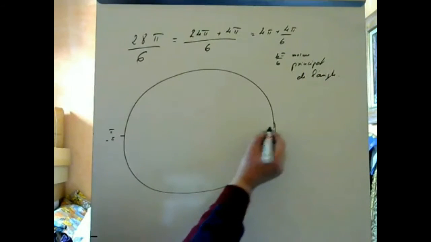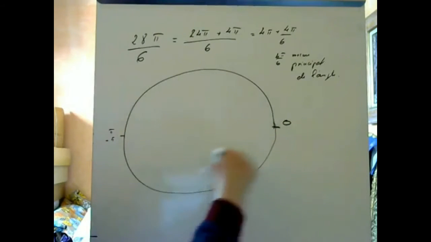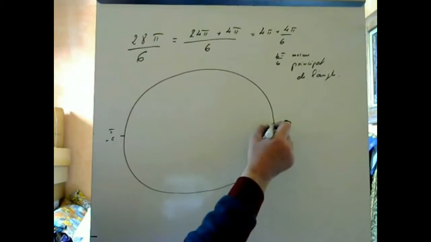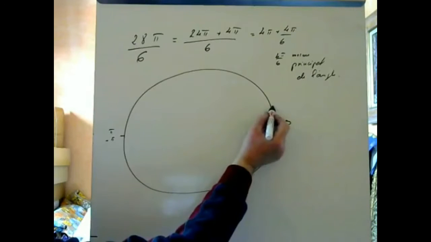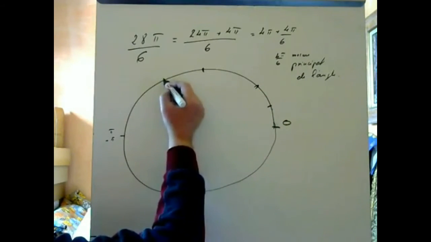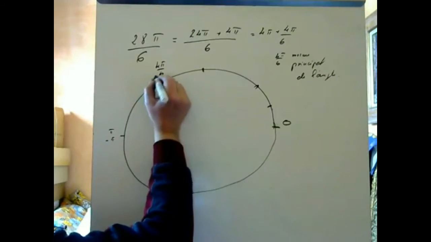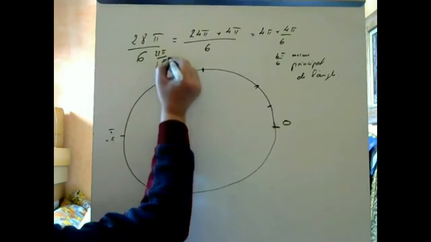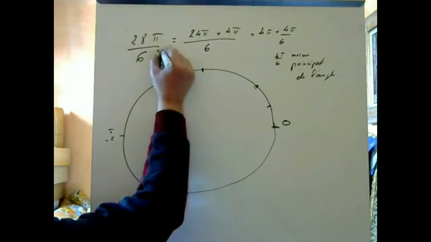Okay? And to place 28 pi over 6, we start from 0. We count 4 portions of pi over 6 in a counterclockwise direction. So we go 1, 2, 3, 4, 4 pi over 6. And so this point is 4 pi over 6 and 28 pi over 6, and they're the same.